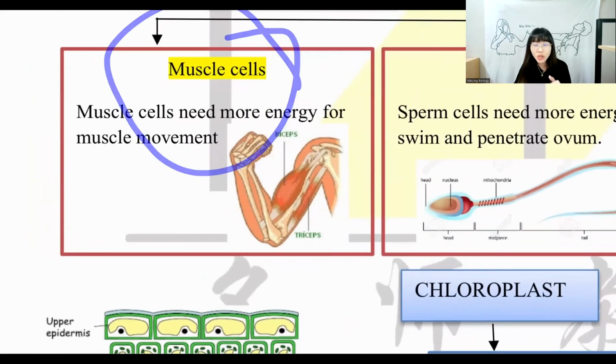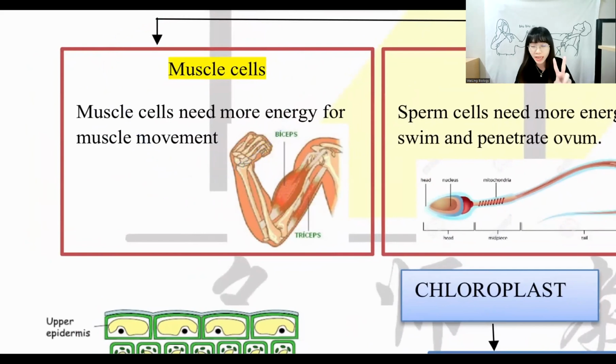Muscle has only two functions: to contract and to relax. So whenever we move, it requires energy. No matter whether you are writing, dancing, singing, or whatever, everything needs energy. When there is no energy, you have no energy to move at all. You'll just be lying down. So your muscle cell requires a lot of energy for muscle movement.